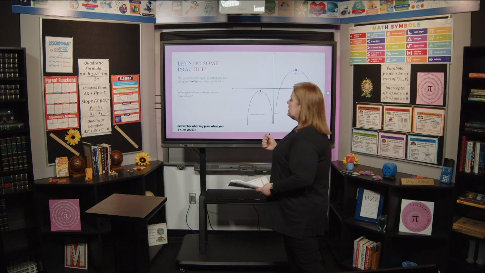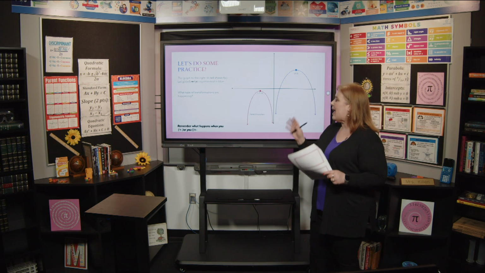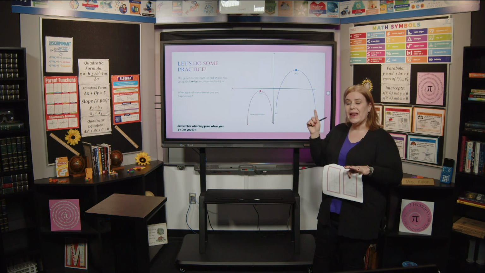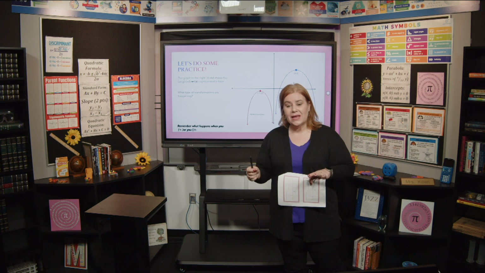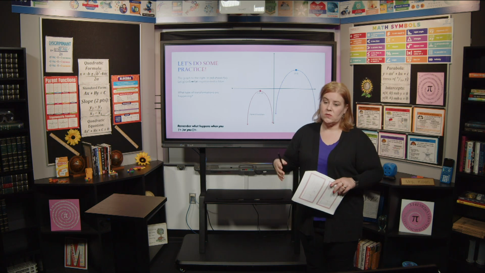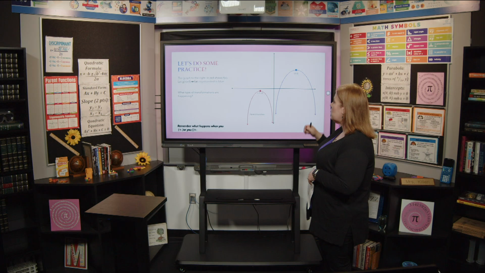So what did we say, if we look back in our notes page, what did we say happens when I add and subtract inside that parentheses? You're right, I'm moving my independent variable. Now when I add or subtract on the outside of my parentheses, what did we say happens? You're right, I'm going up and down. So let's look at the graph and see what we're doing.